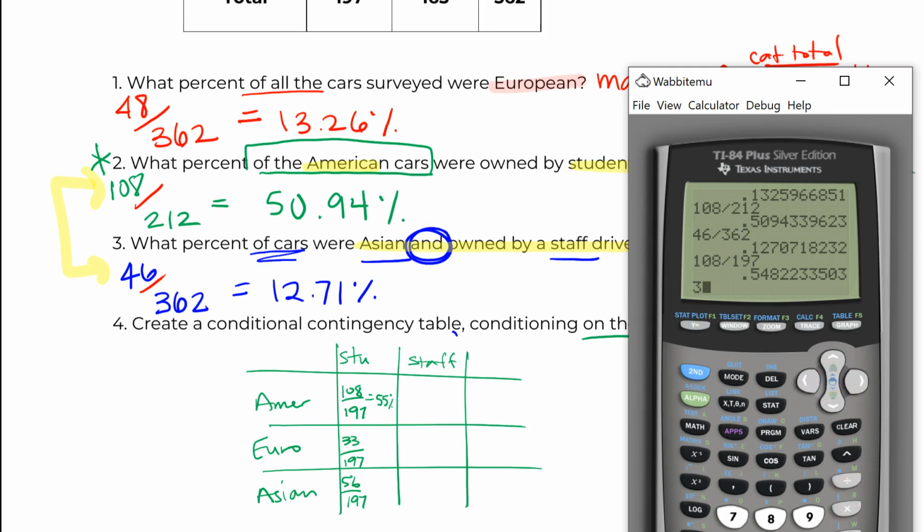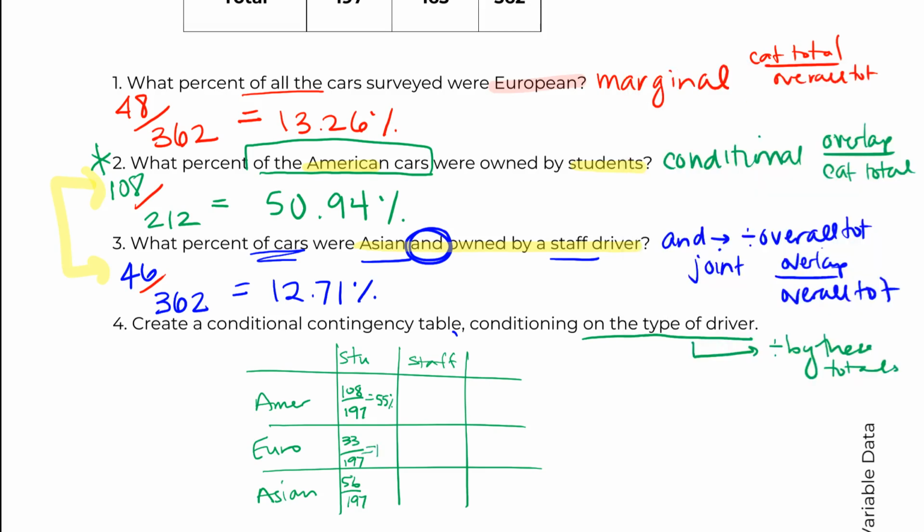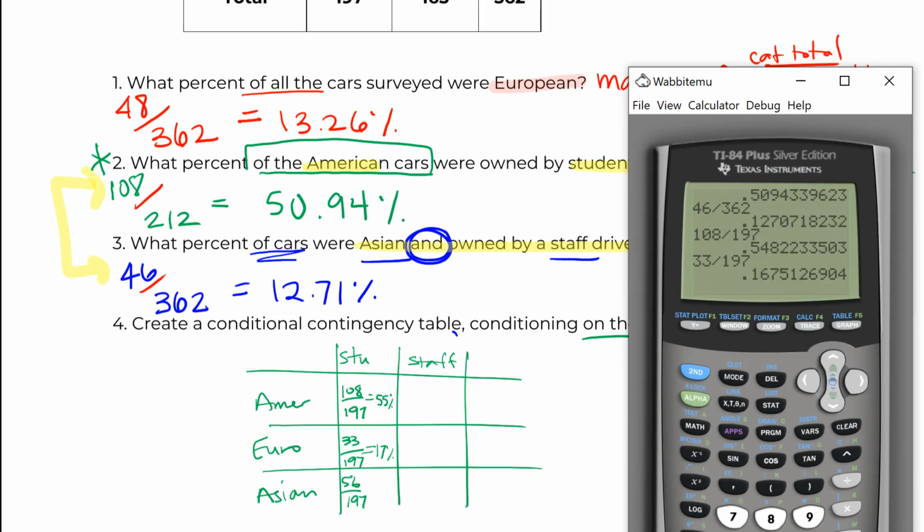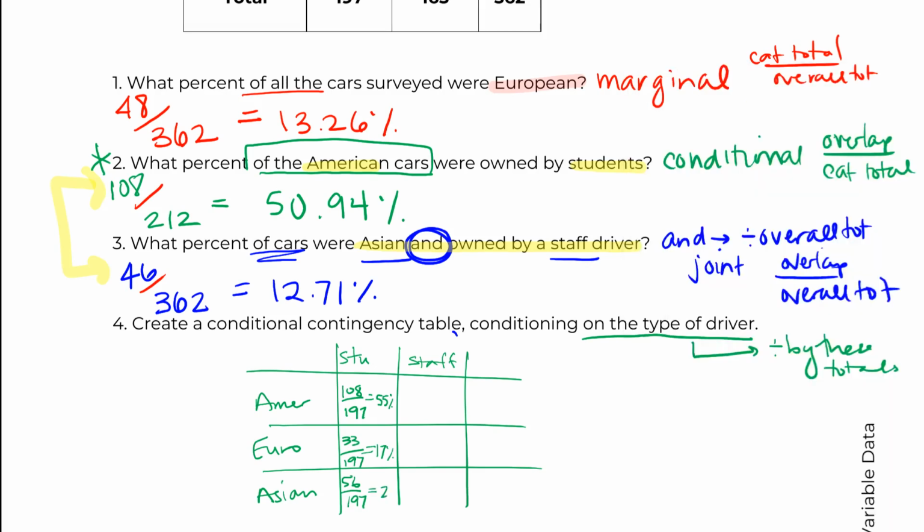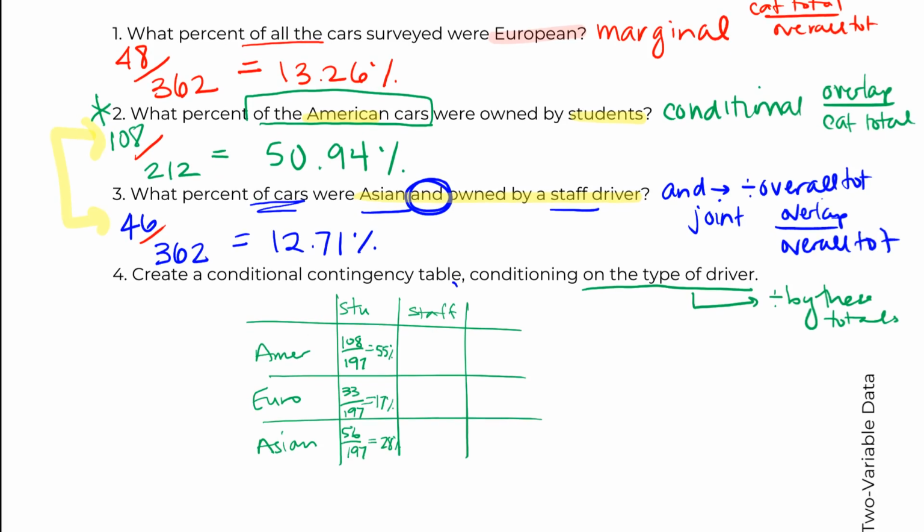Let's see what percent are driving European cars. We've got 17% driving European cars. Obviously, that's a lot of rounding, but I can't fit anything more. And the last 28% are driving Asian cars. So if we add all of these up, we would get 100%. So all of the student drivers, what did they drive?